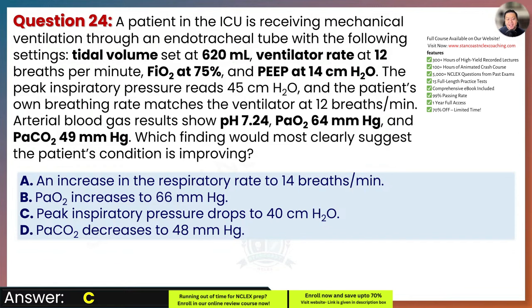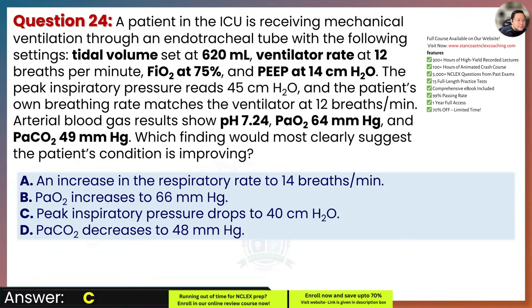So, in this case, we are dealing with a patient who's on the ventilator, right? And we need to figure out which finding would most clearly suggest that their condition is improving. The key here is to first understand what each of these parameters tells us about the client's lungs and how they are responding to the treatment. To start, let's take a look at the peak inspiratory pressure, or the PIP.